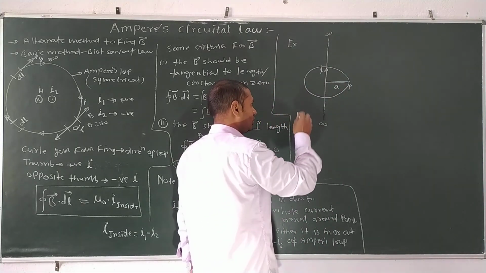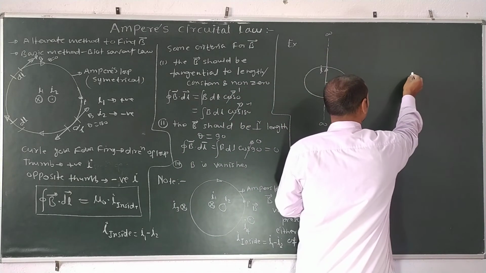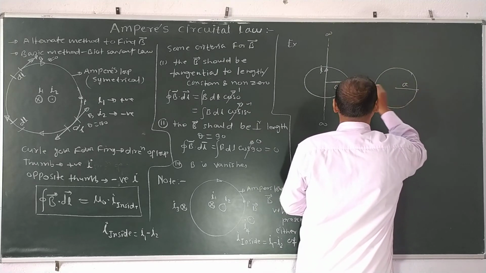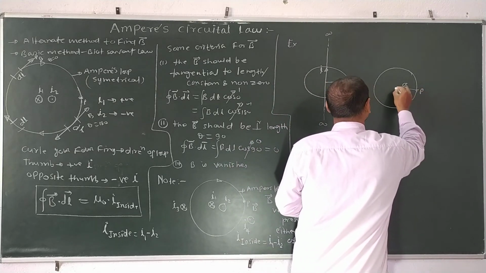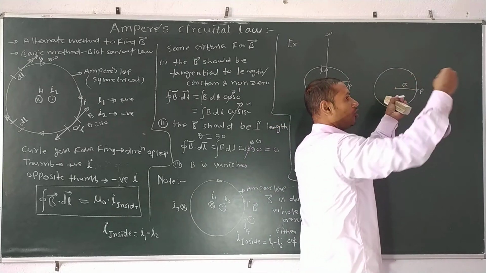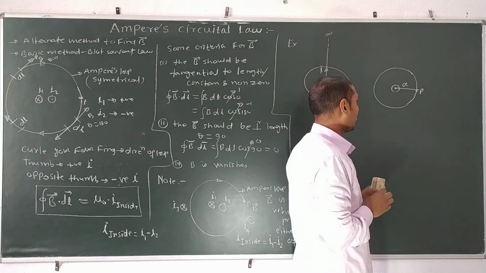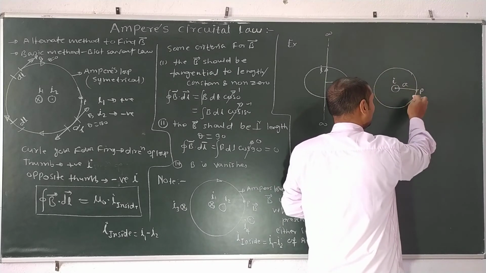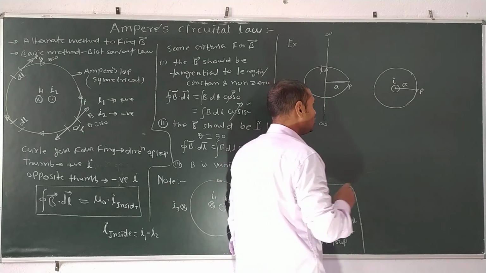If you take the top view of this loop, we get a circle having a radius a, and inside the circle, at a point P, we have to find the magnitude of magnetic field. Inside the circle the current is passing outward, so we draw here a dot. The current is I, and at a distance a, at a point P, we have to find the magnitude of magnetic field.